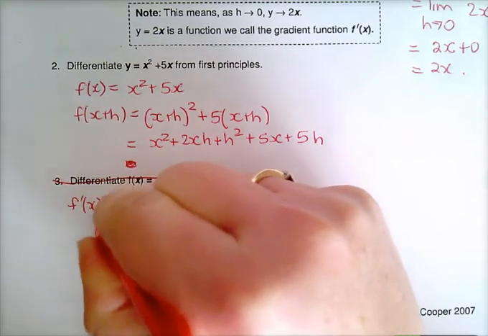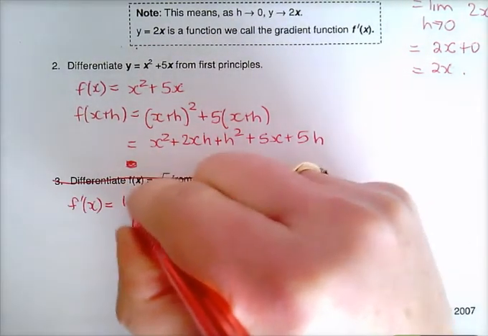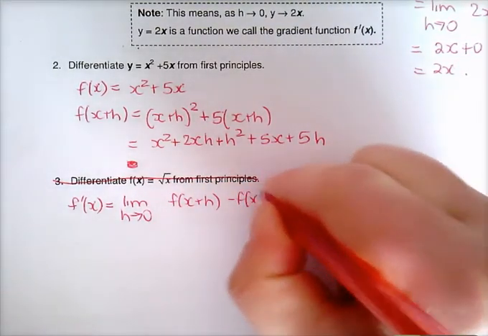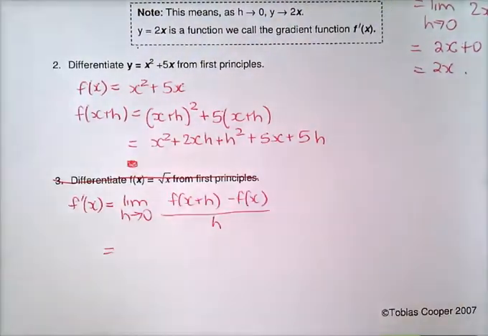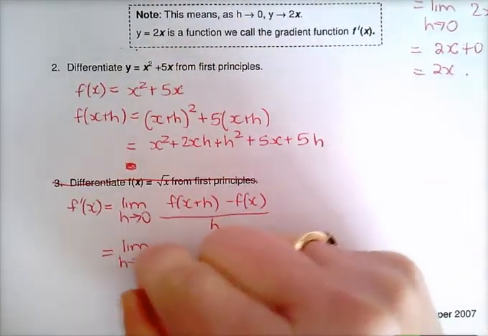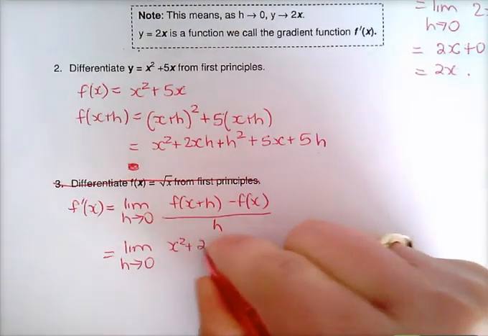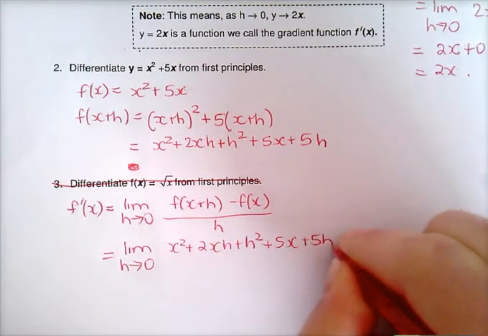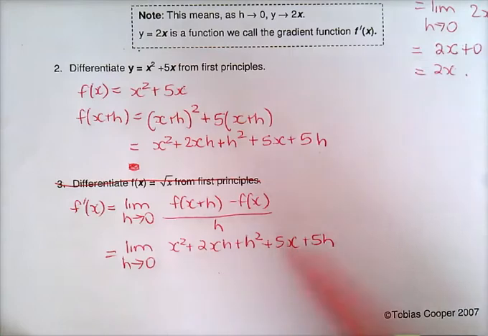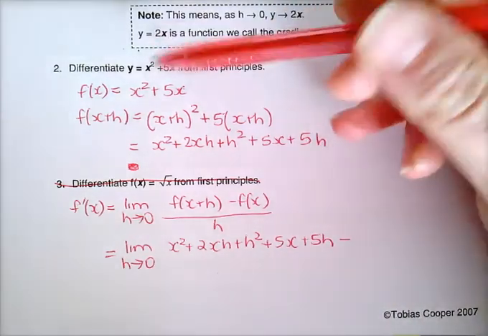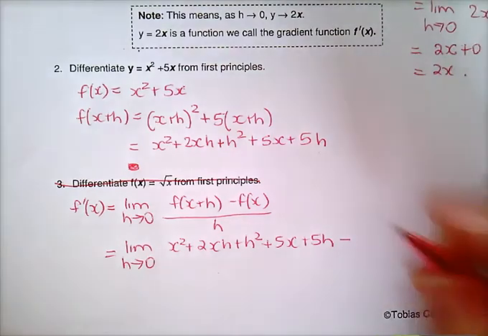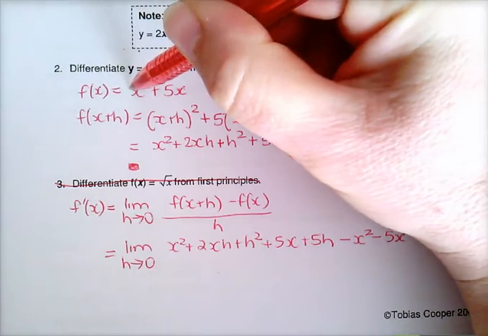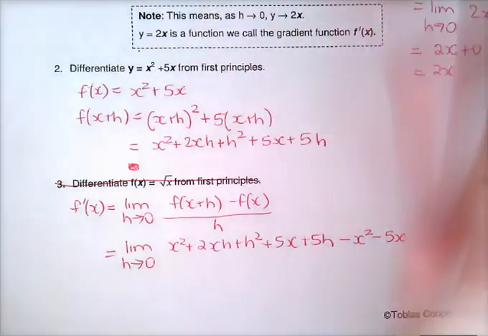Therefore, f dashed x, which is the gradient function, is the limit as h approaches 0 of function of x plus h minus function of x over h. Now we can substitute it in. So it's the limit as h approaches 0 of x squared plus 2xh plus h squared plus 5x plus 5h. Now that is the function of x plus h. Then we go minus, then we need to subtract x squared plus 5x. So I'm going to go minus x squared minus 5x because I'm really putting a negative in front of all of this. So it's minus x squared minus 5x.